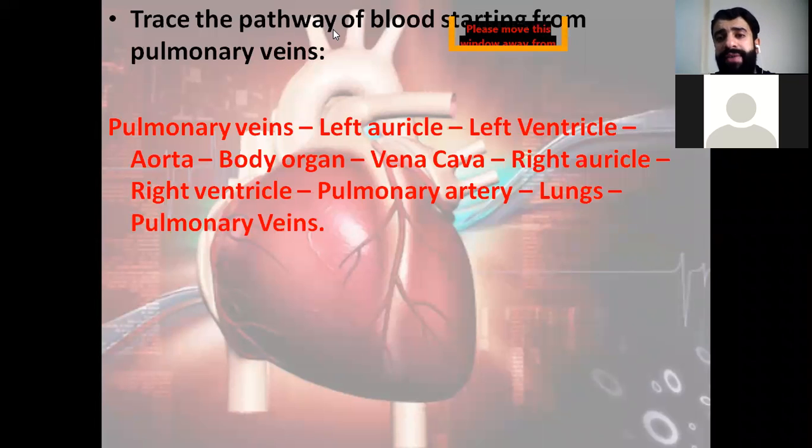Here I said you have to start from the pulmonary vein. Next time, maybe I'm going to start from the left ventricle. So you go from the left ventricle, aorta, body organs, vena cava, right auricle, right ventricle, pulmonary artery, lungs, pulmonary veins. Then it goes to the left auricle, left ventricle, and you stop in the left ventricle, since we started with the left ventricle.